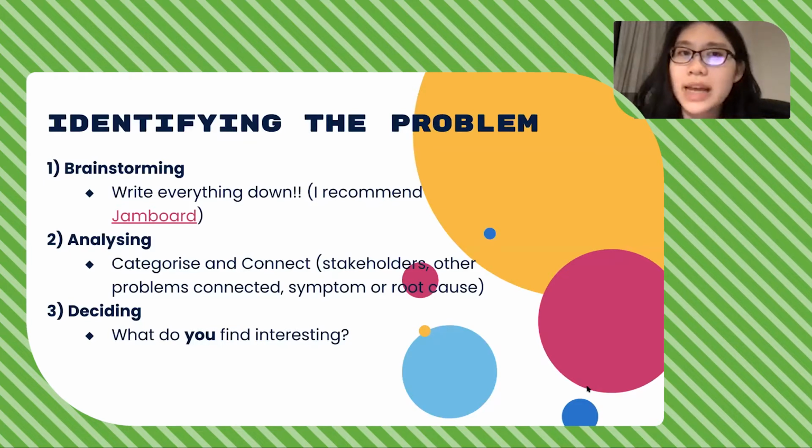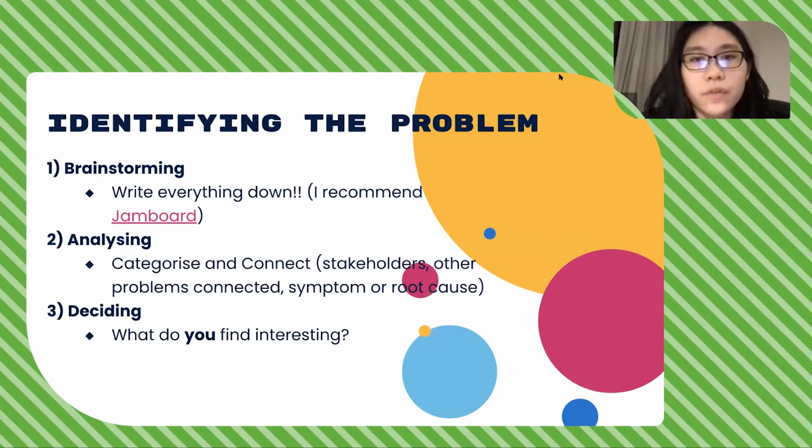Second is analyzing it. This is going to be the most time consuming. Categorize and connect. Put all of the problems related to, say, waste management together, and then all of them related to poverty, and then all of them related to sustainability together. From here, you should be able to draw some sort of connections between them.